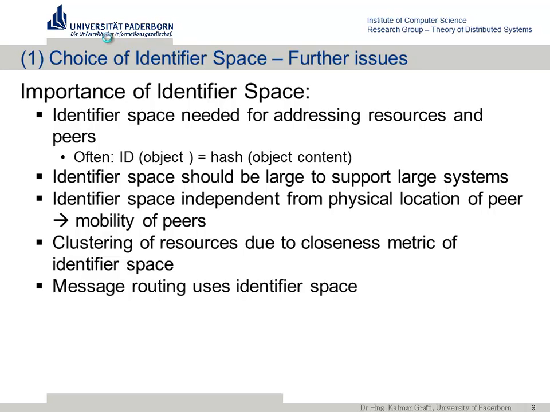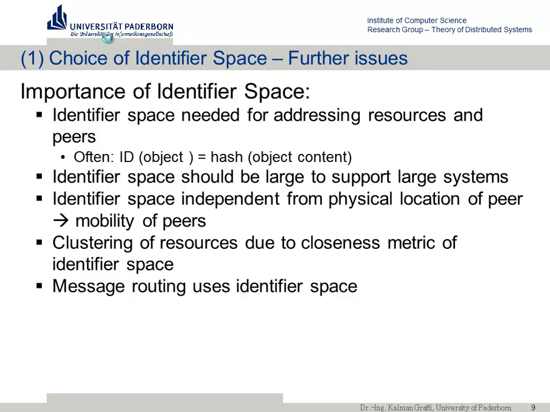And the identifier space should be large enough so that you can support really large systems. So you can have millions of nodes and billions of documents. It should be independent of the location of the peer, so that the peers can move around and connect at some other points. And you should also avoid clustering the resources based on the closeness metric. So you do not want to have all the resources at one point.